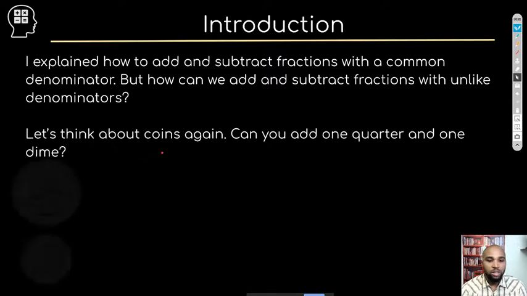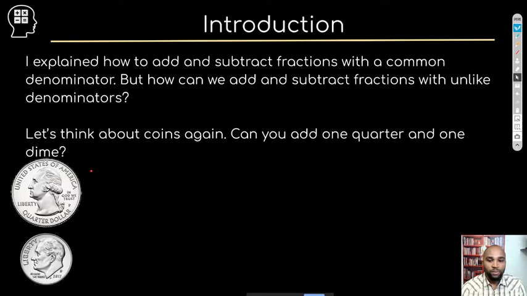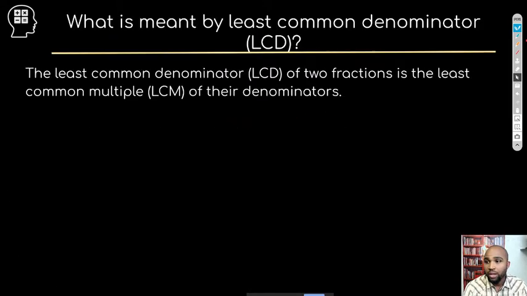So let's go back to our example with these coins. Can you add one quarter and one dime? Well, I'm hoping you say yes. But if you look at them as a fraction, can you still add them? Because we know what they equal just using our money math. We know how to do that.